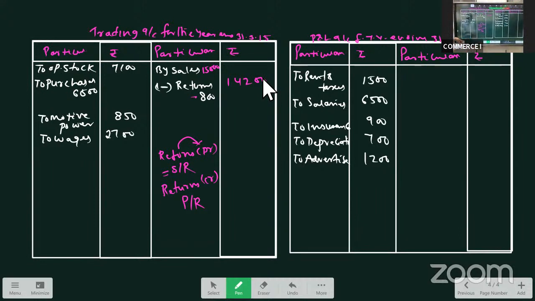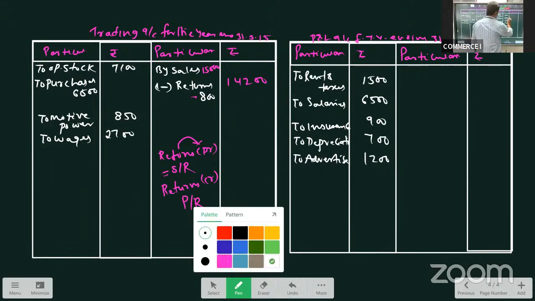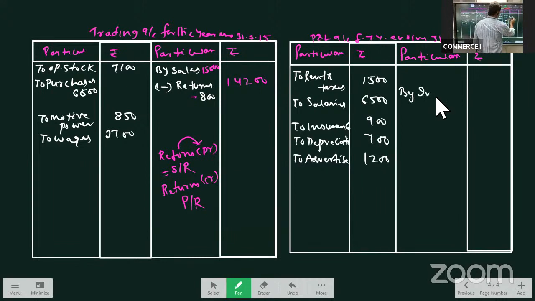Capital will go to balance sheet. Bills payable will go to balance sheet. Then interest received, it is an income credited to P&L account by interest received. How much? 2,650. Then loan is there. Loan is a liability that will appear in the balance sheet.